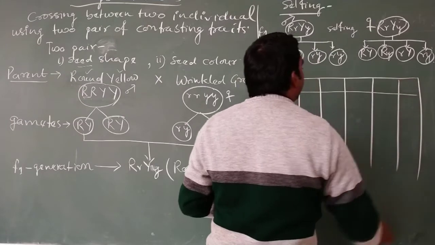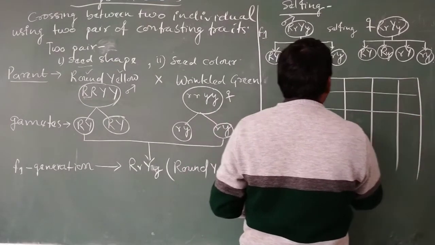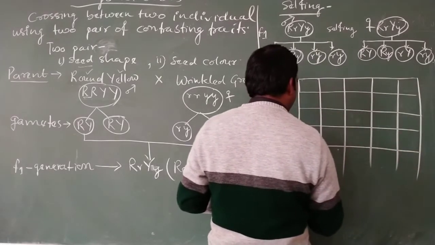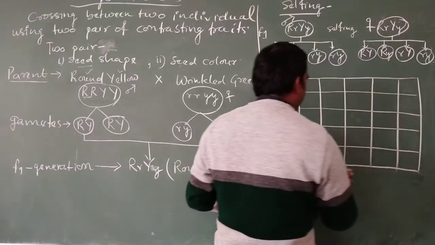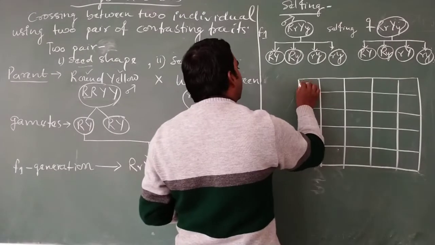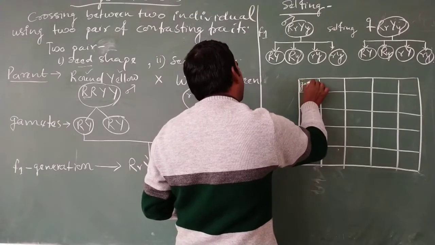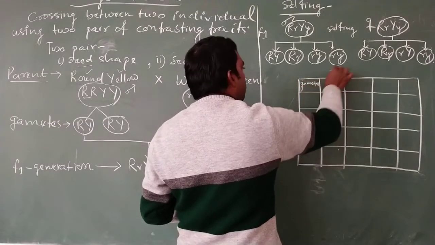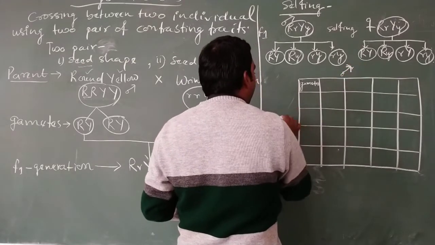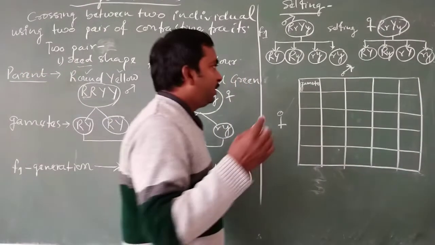So 4 boxes will be formed, vertical as well as horizontal. We draw 4 vertical boxes and 4 horizontal boxes. And the first row and the first column represent the gametes. So suppose this area represents the male gametes and this area represents the female gametes. So what will be the result?